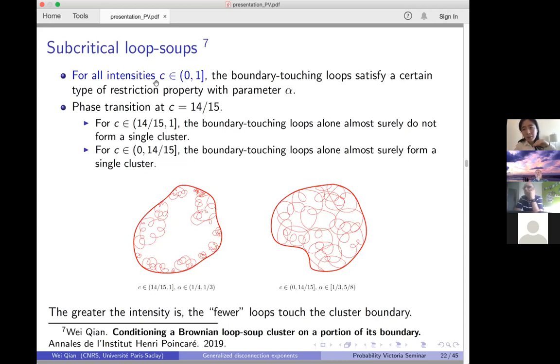So the fact is, when you add back in those loops that stay in the interior of the domain, then the union of the two will connect into a single cluster. But for C between 0 and 14/15, the boundary touching loops alone already form a single cluster. So it also intuitively tells us that the greater the intensity is, the fewer loops touch the cluster boundary.